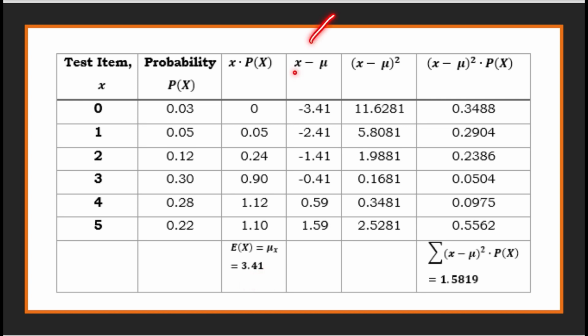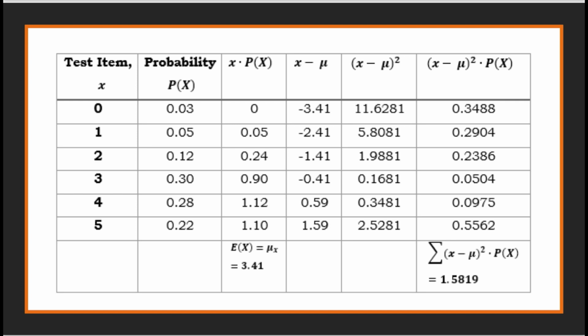Next column, we will subtract our mean from x. So 0 minus the mean is negative 3.41. 1 minus the mean, that is negative 2.41. 2 minus the mean, that is negative 1.41. 3 minus the mean, that is now negative 0.41. 4 minus the mean, that is now 0.59. And 5 minus the mean, that is now 1.59.